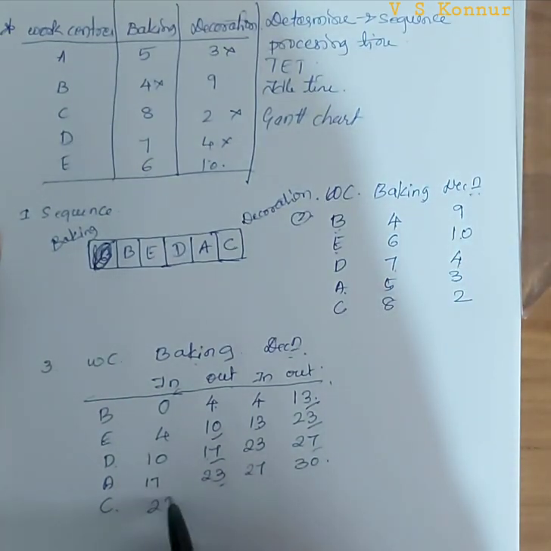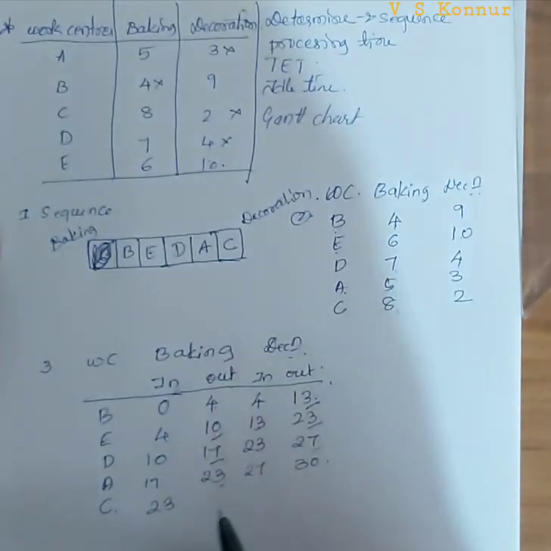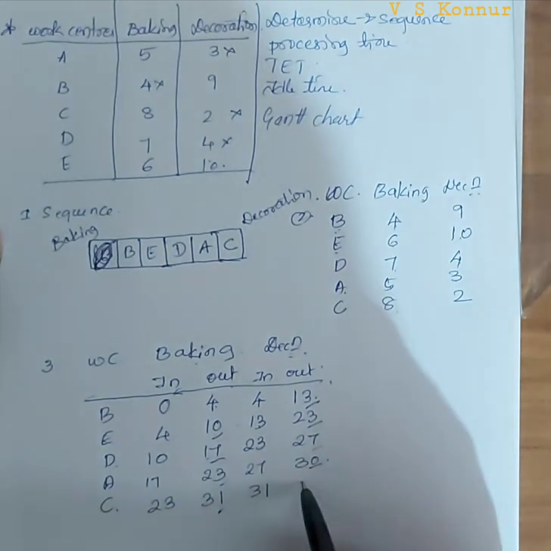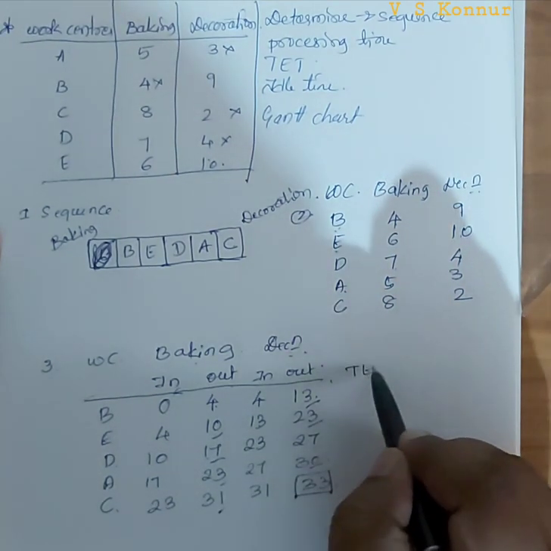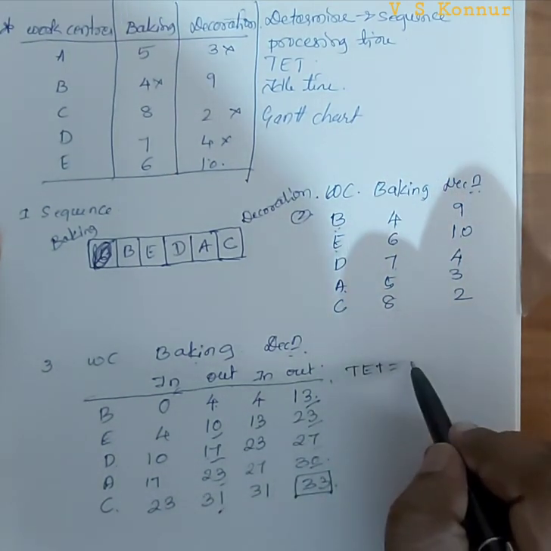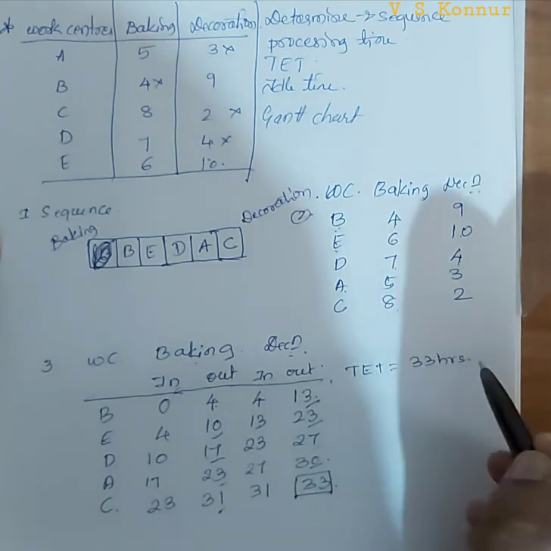Next, after 23, C is entering, requires 8. 28 plus 3, 31. Comparison, 31 plus 2, 33. 33 is called the total elapsed time. From the table we will get 33 hours.